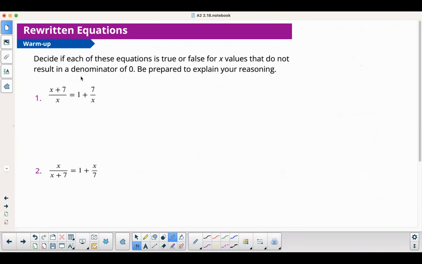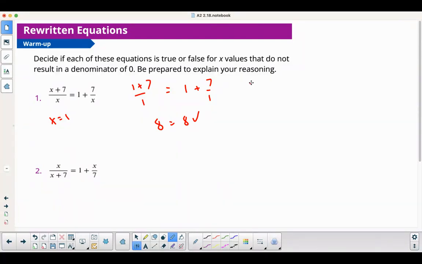All right, so here's our warm-up. Decide if each of these equations is true or false for x values that do not result in a denominator of 0. So we're just going to plug in some numbers here. Let's just try x equals 1. If I plug in 1 here, 1 plus 7 over 1, is that equal to 1 plus 7 over 1? Well, this would be 8 over 1 is 8. This would be 1 plus 7. That works. Okay, let's try a different number.